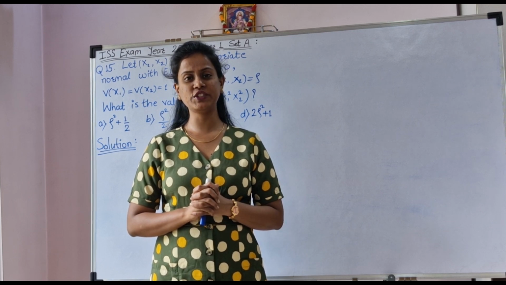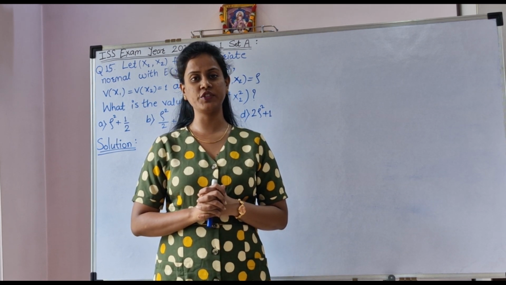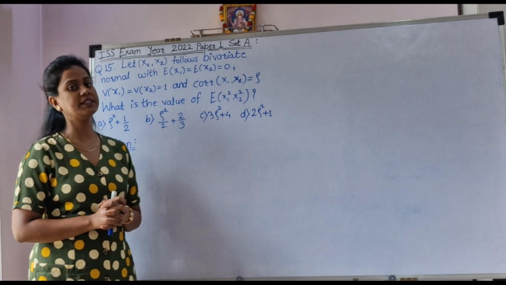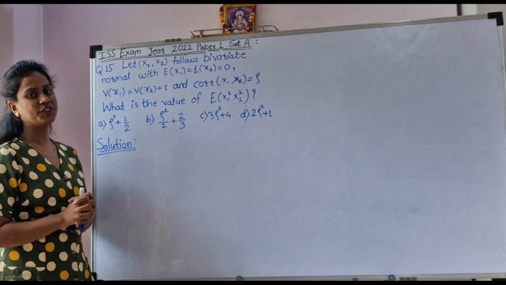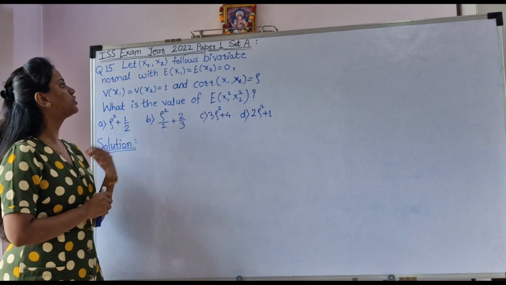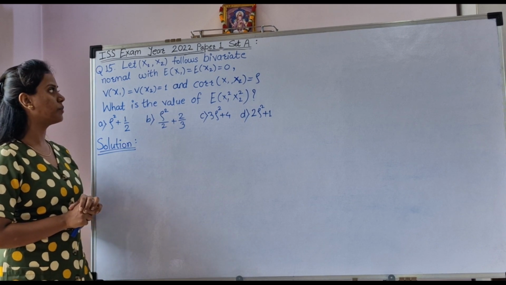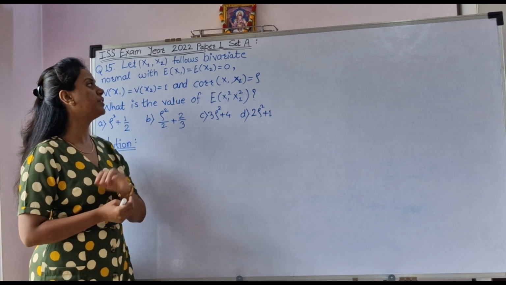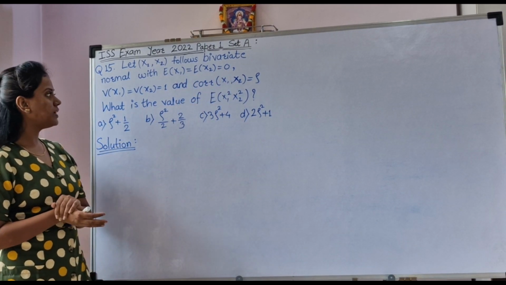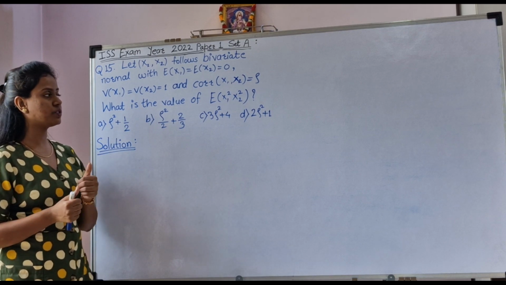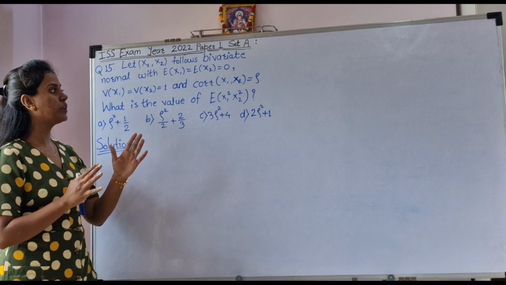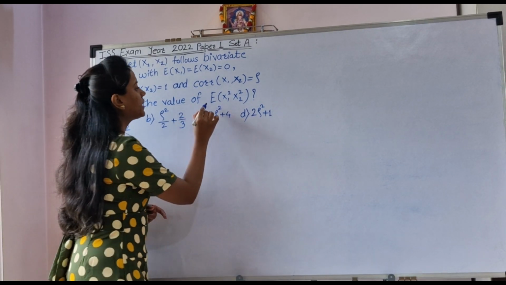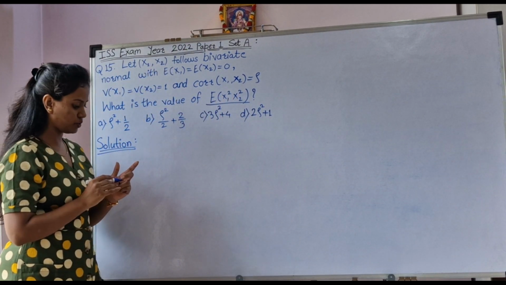In today's video lecture, we will discuss a multiple choice question from the ISS exam year 2022 paper 1 set A. Question number 15. Let X1, X2 follow a bivariate normal with expectation of X1 equals expectation of X2 equals 0, variance of X1 and variance of X2 equal to 1. Correlation between X1 and X2 is rho. What is the value of expectation of X1 square X2 square?